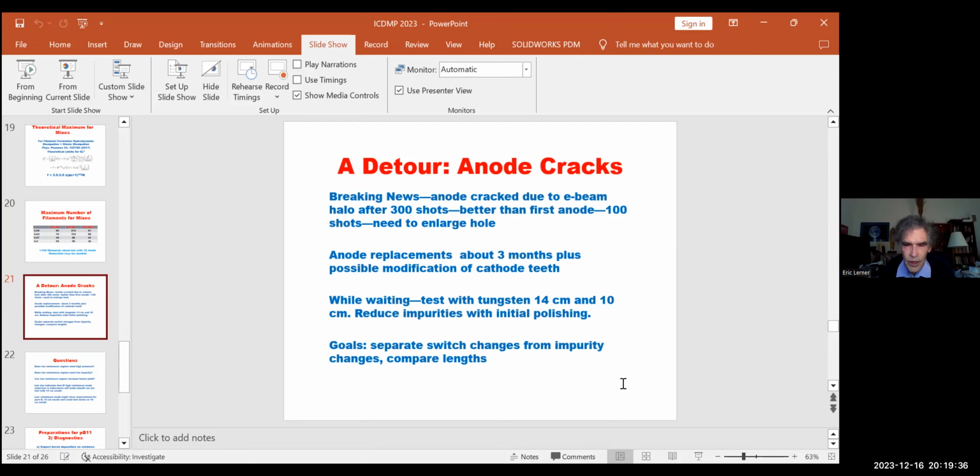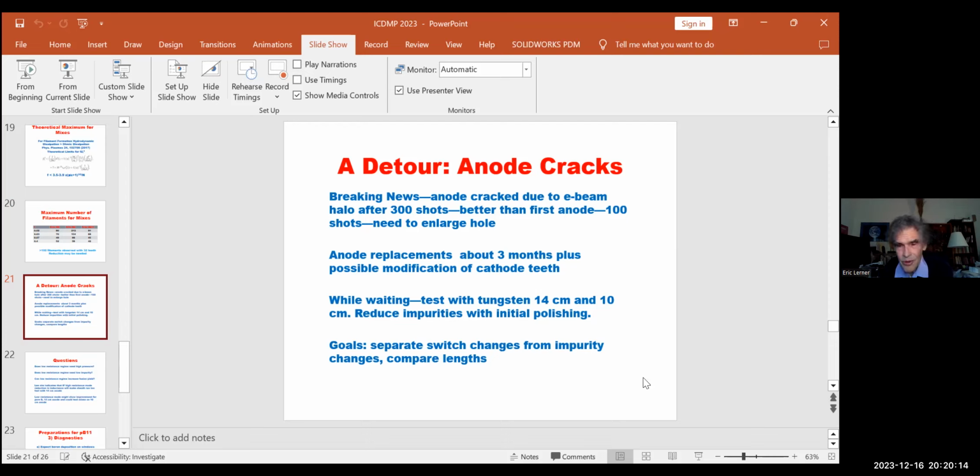And we're pretty sure that we know the redesign. We have to make the hole inside the anode larger to get away from this halo, the conical halo around the E-beam. The problem is the anode replacements will take about 3 months, plus this possible modification of the cathode teeth. So my colleague Syed Hassan said, well, while we're waiting, why don't we go back and see whether we can do experiments with the tungsten electrodes.